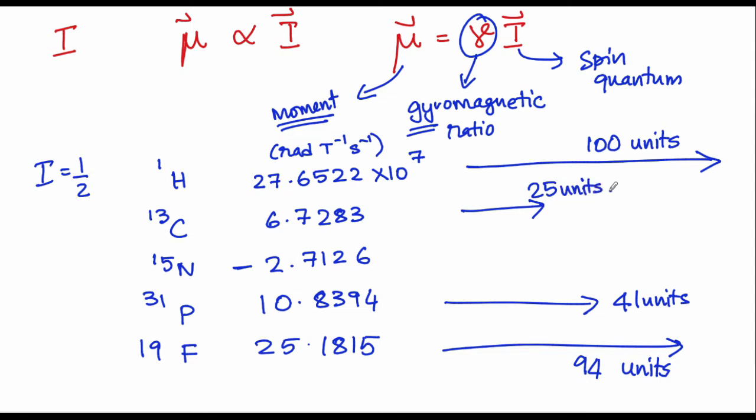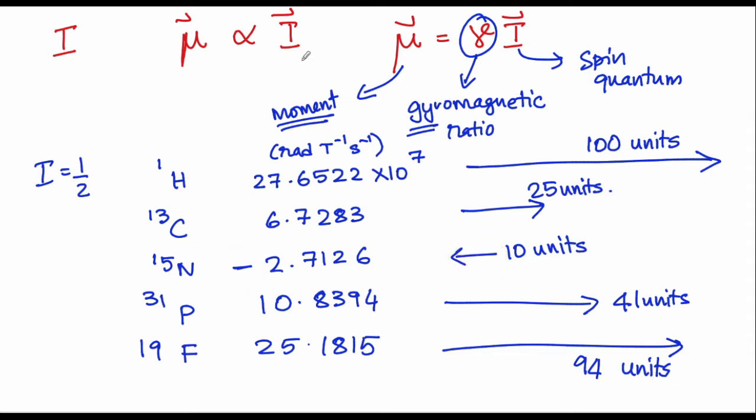How am I calculating it? If you take the ratio of the gyromagnetic ratio of carbon to proton, you get 1/4. So if you scale the proton to 100, you get 25 for the carbon. And nitrogen will be somewhere like 1/10, so you're going to talk about 10 units. And remember, since nitrogen has a negative gyromagnetic ratio, the vector is not going to be pointing in the same direction. It would rather be pointing in the opposite direction.